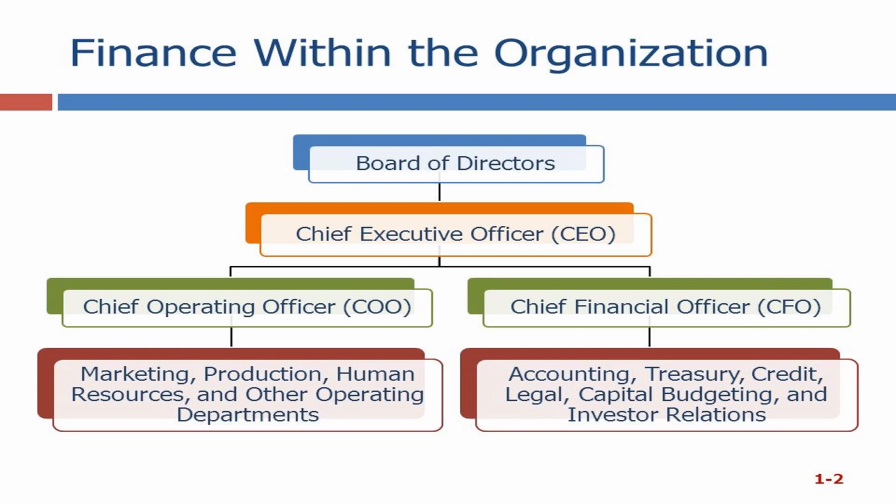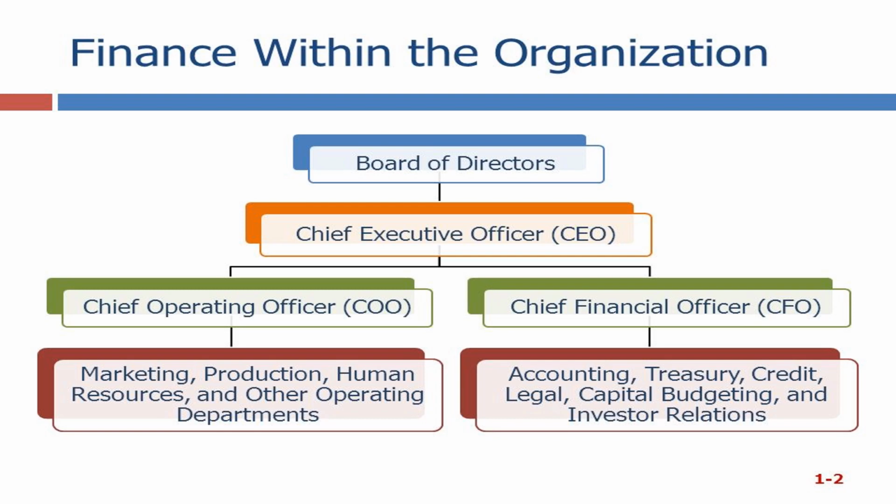Okay, so let's proceed. Let's have finance within the organization. In a business setup, or let's say in a corporation, we have the board of directors. Under the board of directors, we have the Chief Executive Officer. The Chief Executive Officer oversees the entire business. Now, under the Chief Executive Officer, there are two chief officers: the Chief Operating Officer and the Chief Financial Officer.